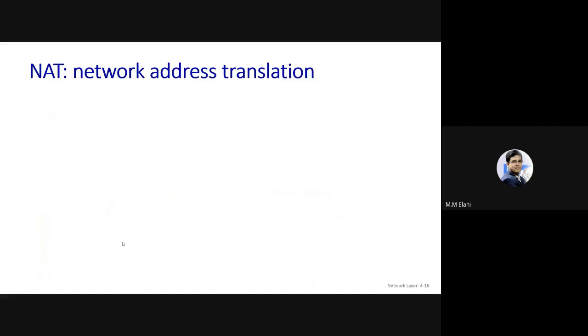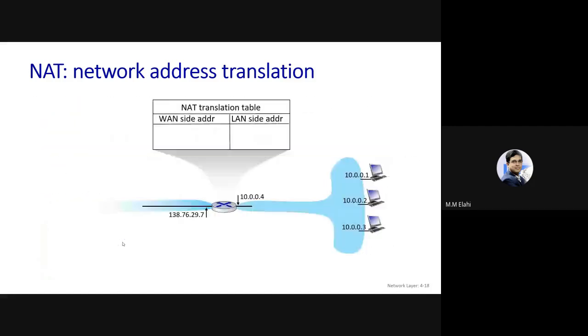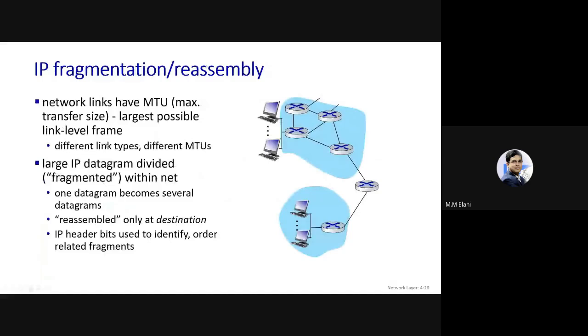Okay, before going to network address translation, let me first cover the fragmentation, because we have seen there are 3 fields in the header: ID, flags, and offset, that represent fragmentation and reassembly. Now, why is fragmentation needed?